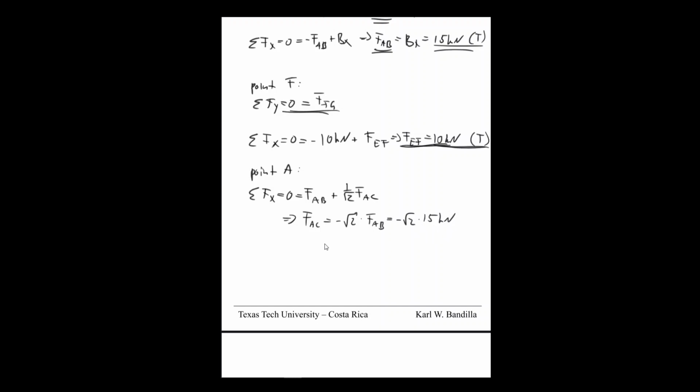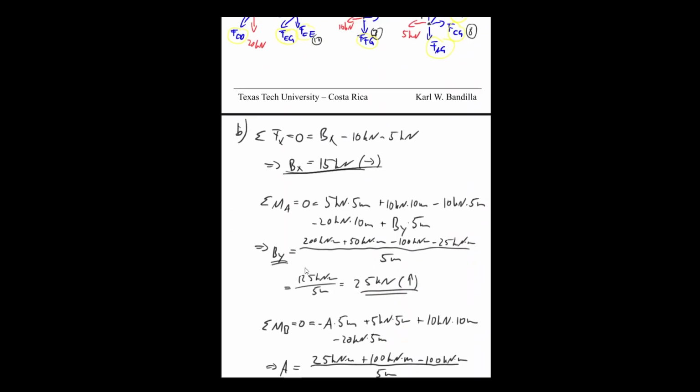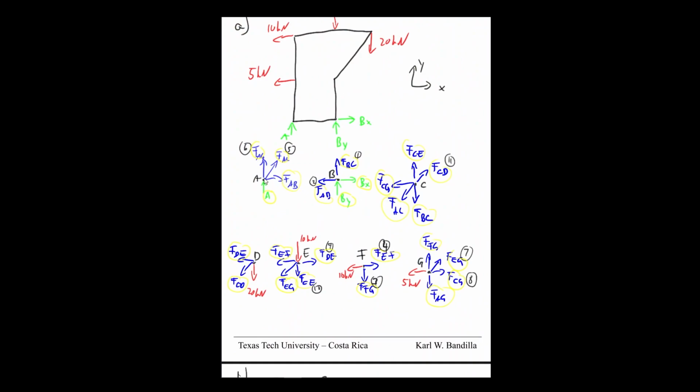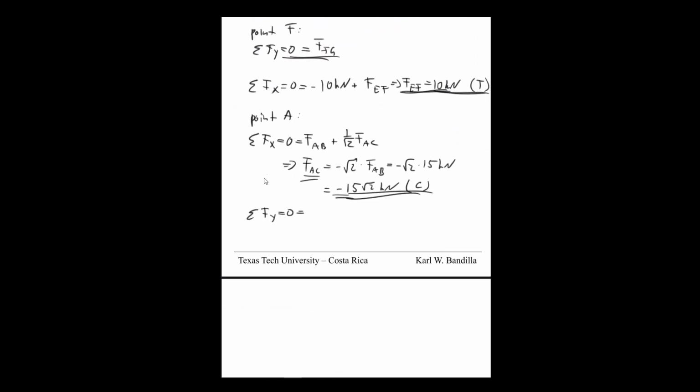Kilonewton. Let's write this to look a little nicer. 15 square root of 2 kilonewton, which means it's in compression. FAC. And then sum of forces in the y direction is equal to 0. In point A, in the y direction would be A, FAG, and FAC. Everything positive.